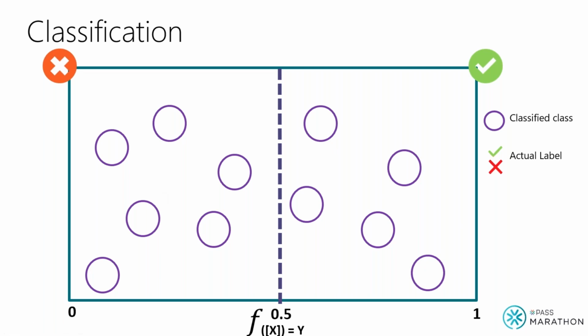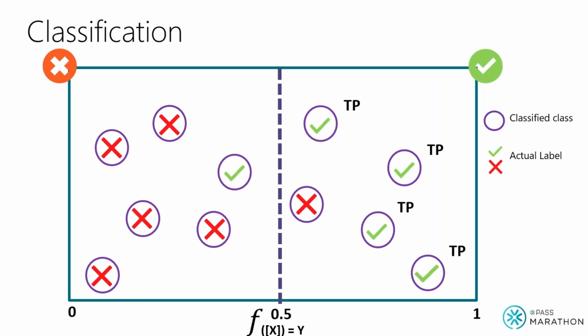But we know the actual status of the customer because all these are old records. So we can plot the actual status as well. A green tick indicates bad customers, and a cross indicates good customers. If you take this part, the values above 0.5, the computer says all these are bad customers. And the computer has actually predicted 4 out of 5 properly. So all these are true positives.